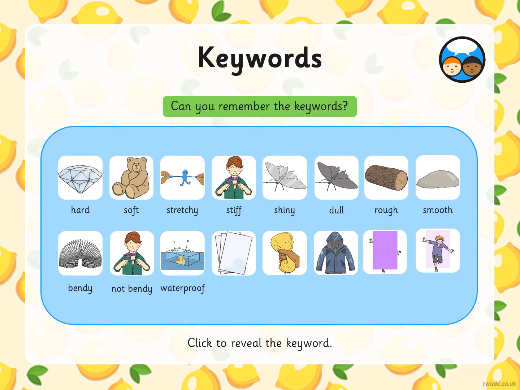What about the paper? They are not waterproof. Can a sponge absorb water? Yes, so what will it be? Absorbent. Look at this raincoat. What do you think? Can it absorb water? No, so it's non-absorbent or not absorbent.